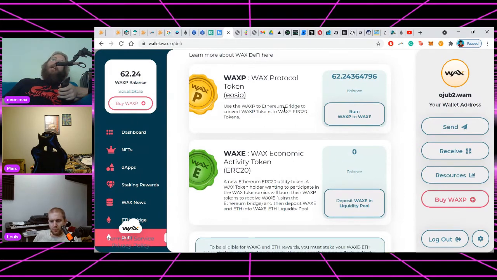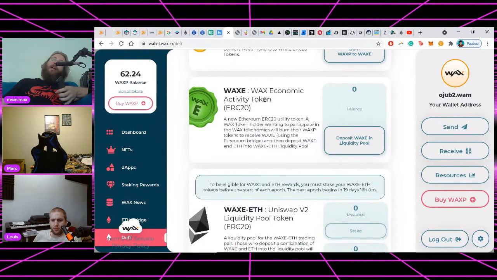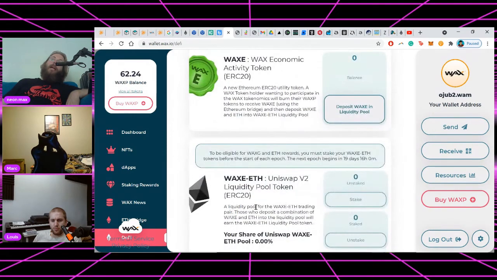You can also turn them back into Wax P, but to trade them on Uniswap, you could trade them against Ethereum. So what they're asking people to do is to take these Wax E tokens and pair them with Ethereum on Uniswap and add them to the liquidity pool, which, just like what we just did on Alcor, will result in you getting tokens, like how Mark was getting his Wax, or how I have my Wax TLM tokens now, which represent the ownership of my Wax TLM tokens in the pool.